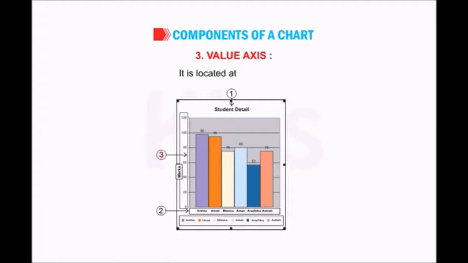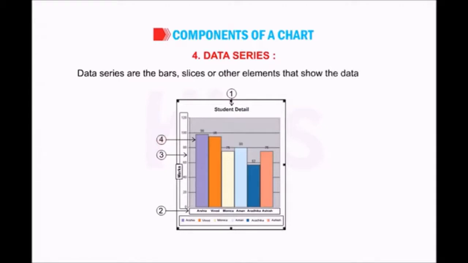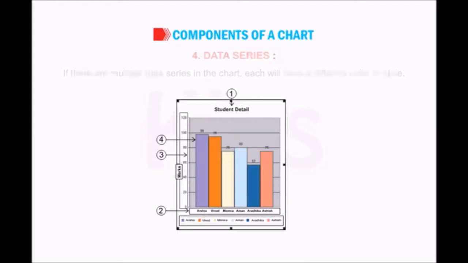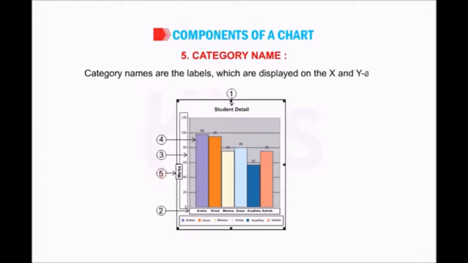It is located at the left side. Number 4. Data series. Data series are the bars, slices or other elements that show the data values. If there are multiple data series in the chart, each will have a different color or style. Number 5. Category name. Category names are the labels which are displayed on the x and y axis.